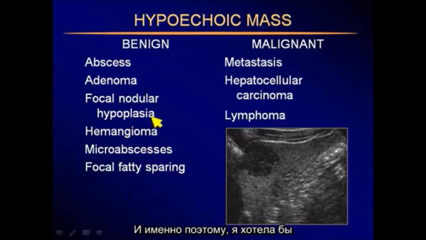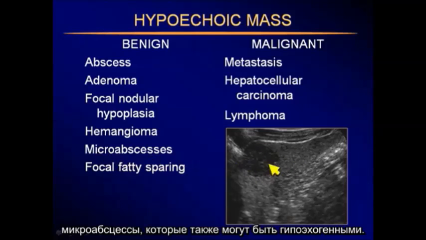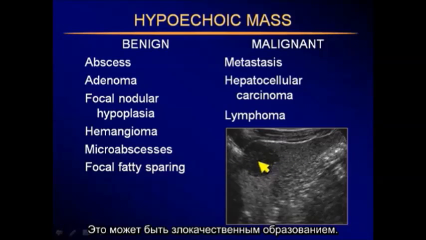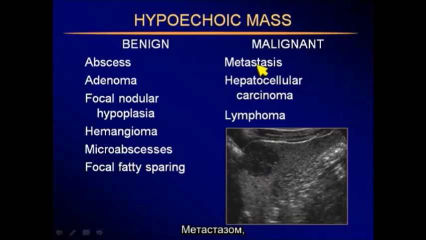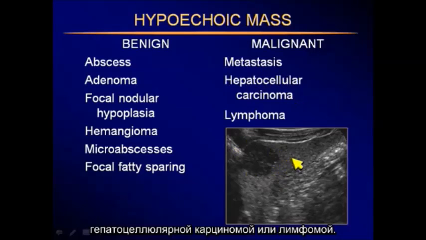So that's why I'd like to make just a list of hypoechoic masses in the liver. Nothing very specific about these. We can have an abscess, we can have an adenoma, focal nodular hyperplasia, a hemangioma, an unusual atypical hemangioma, focal fatty sparing, microabscesses, they can be hypoechoic. It could be a malignant metastasis, hepatocellular carcinoma, or lymphoma.